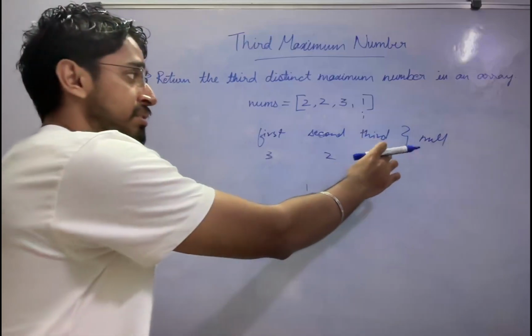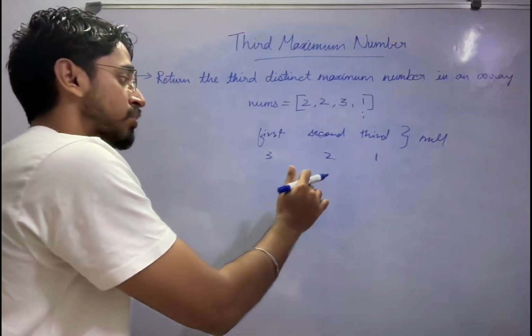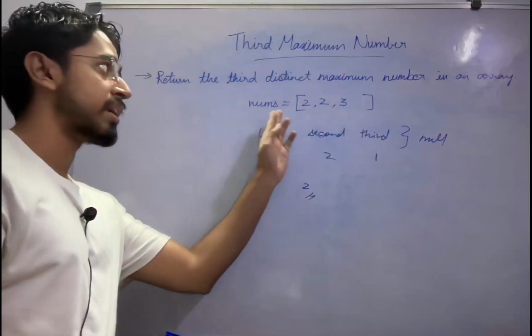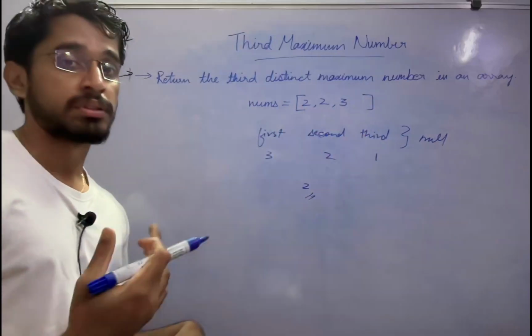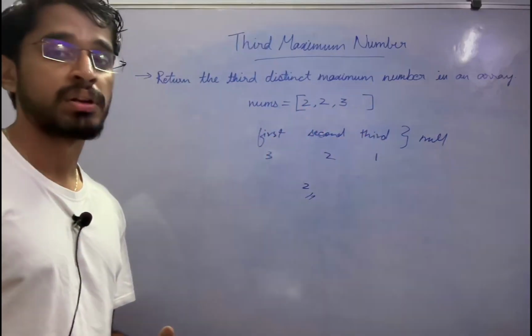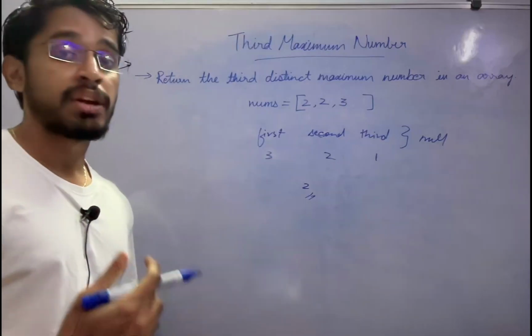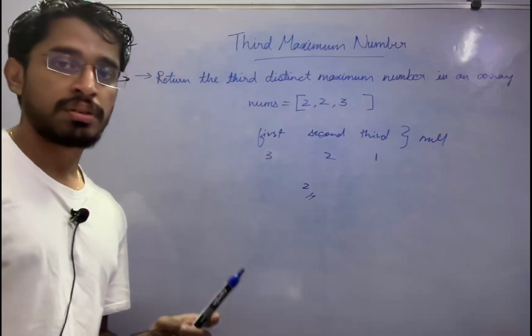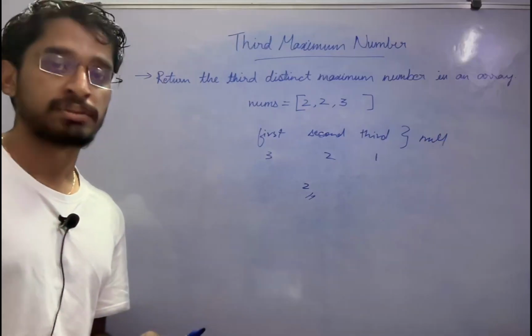In case the third is null, we return 2 over here if the third doesn't exist. For example, if we have 2, 2 and 3, we do not have a third maximum number, so we return the second one. The same goes if the second also doesn't exist, then we return the first maximum. So this is the solution for this problem, third maximum number.